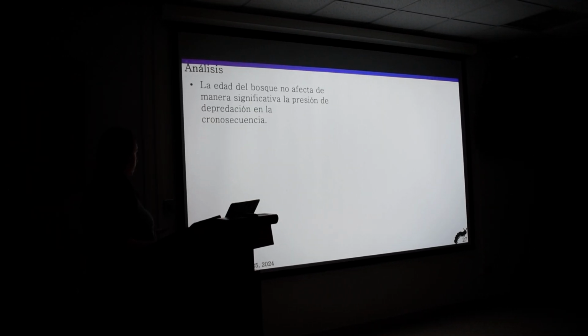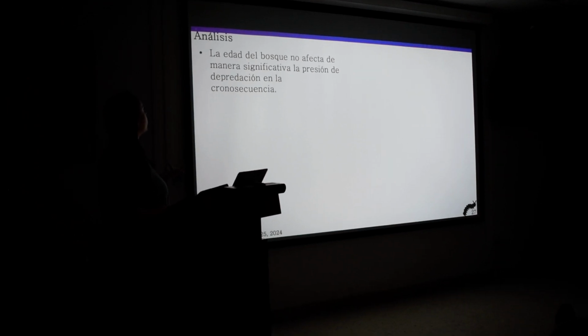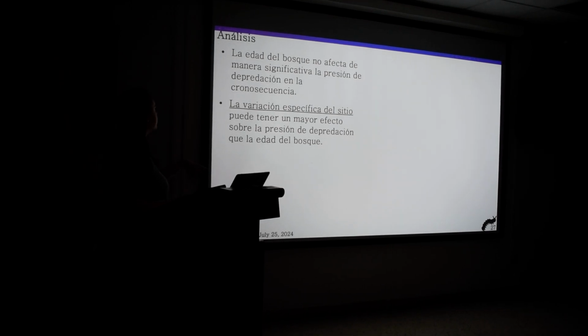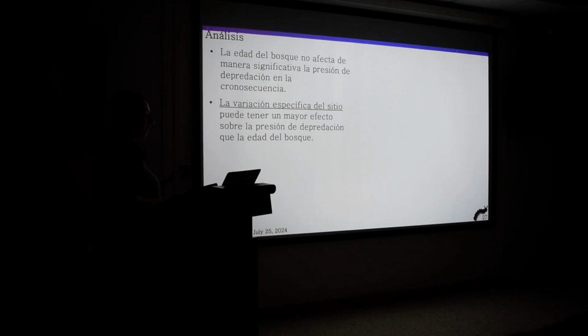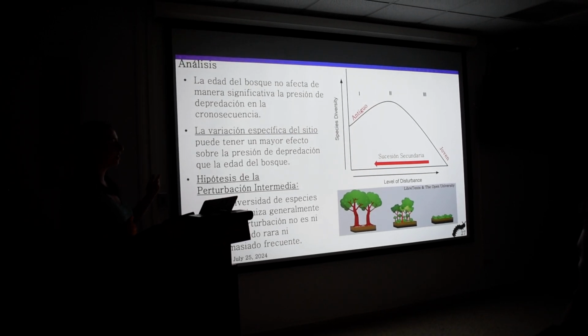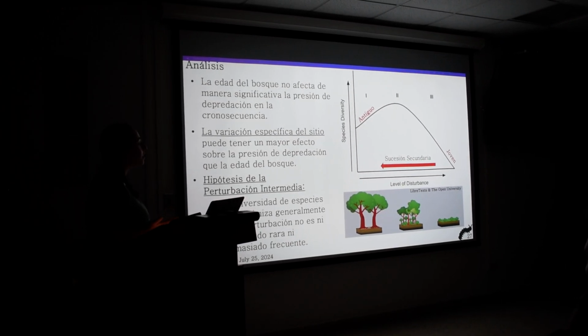So as of now, our preliminary results don't suggest that the age of the forest has a significant effect on the predation pressure across the chronosequence, but perhaps that specific site variation has a larger effect. And what's interesting is that our higher bird peak at the 49-year-old site is consistent with the intermediate disturbance hypothesis.